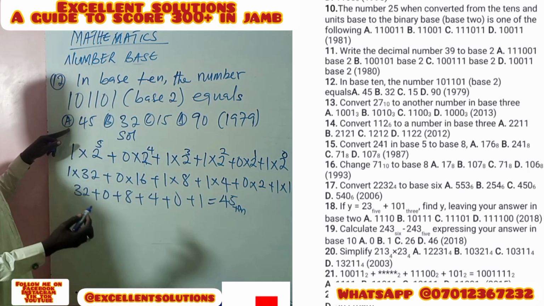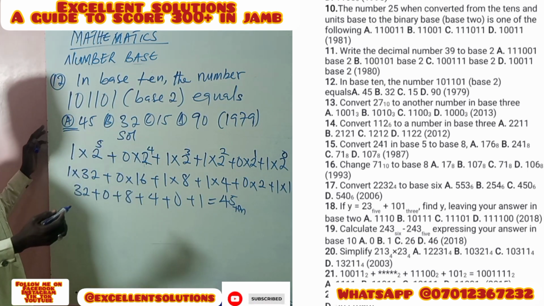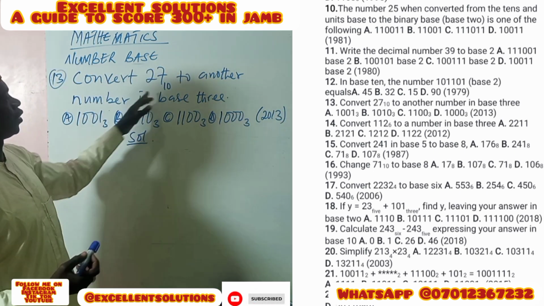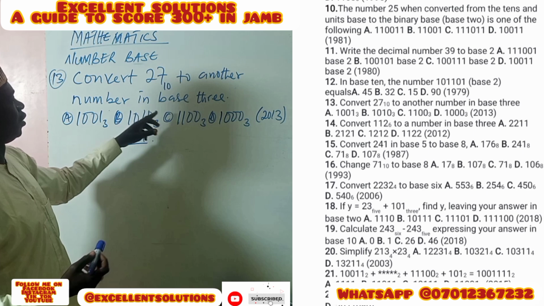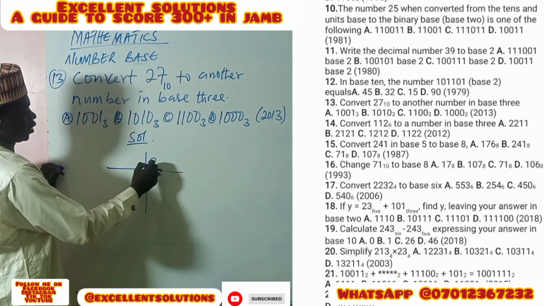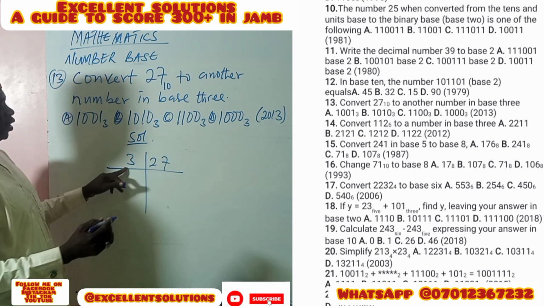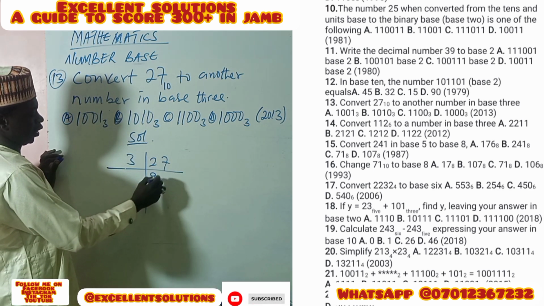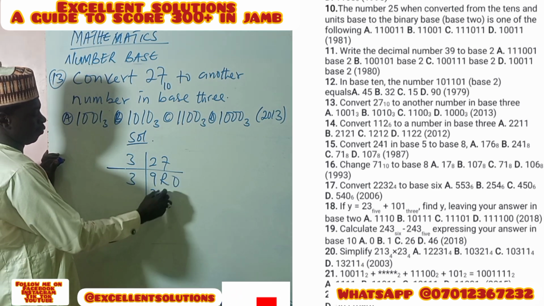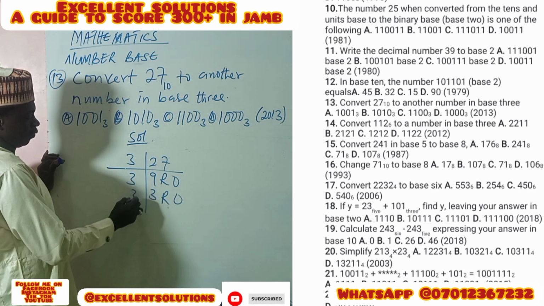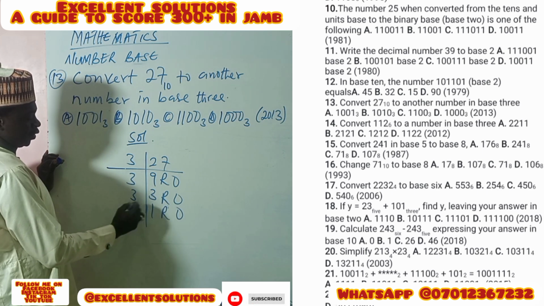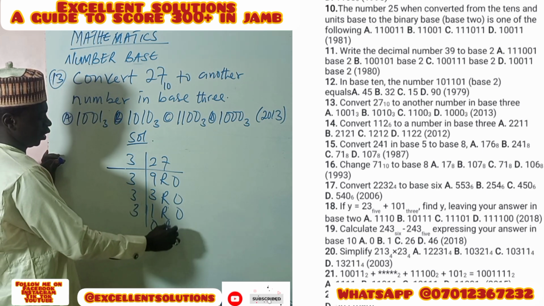If we look at our options, option A we have 45. The answer is A. Question 13 says, convert 27 to a number in base 3. So this we have 27 divided by 3, we have 9, remainder 0. 9 divided by 3, we have 3, remainder 0. 3 divided by 3, we have 1, remainder 0. And this 1 divided by 3, we have 0, remainder 1.